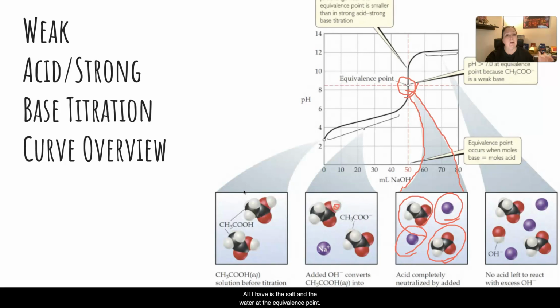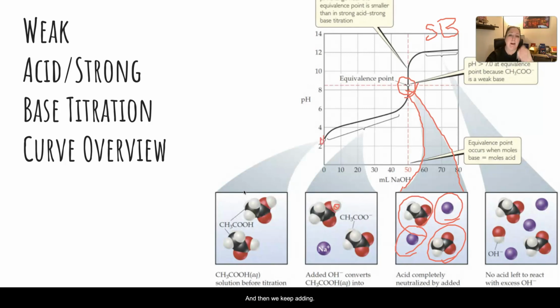At the equivalence point, moles of acid equals moles of base, and when they equal each other, they make water. And the only thing that's left right there is water and salt. Okay? And I'm taking a look at this one. The pH is greater than 7. It's like 8 something. And that confirms for me that this is a strong base. Okay? And we talked about why that's a weak acid.